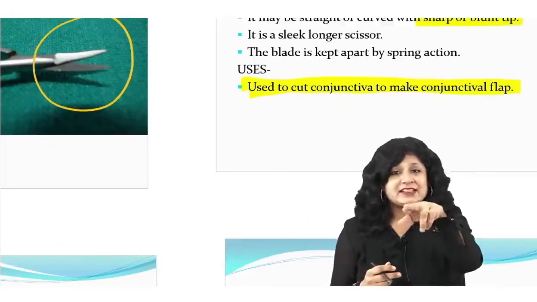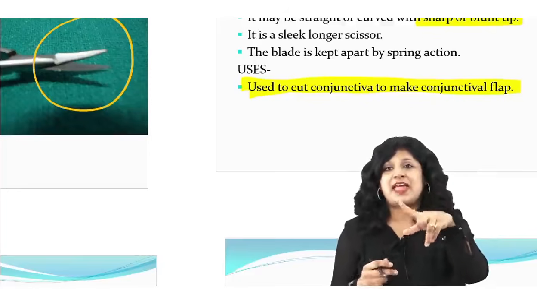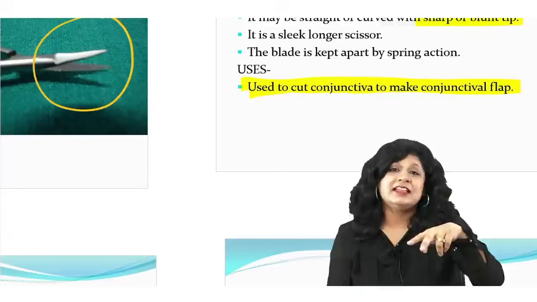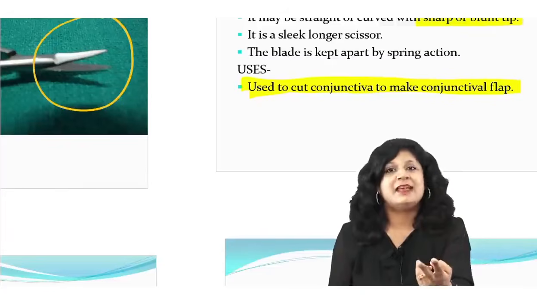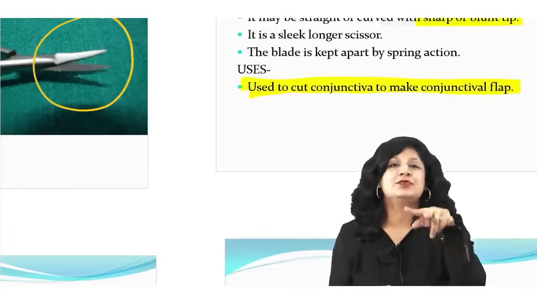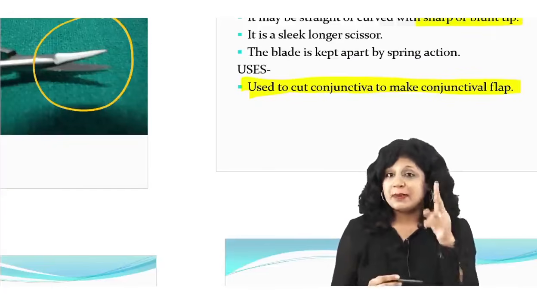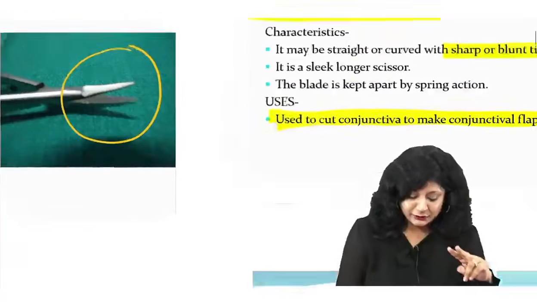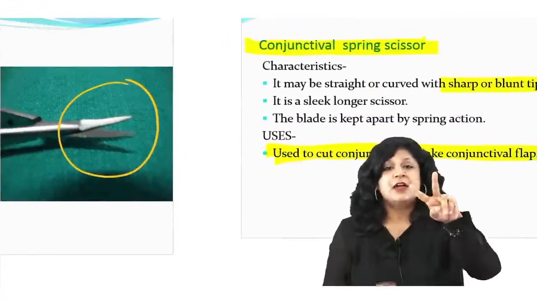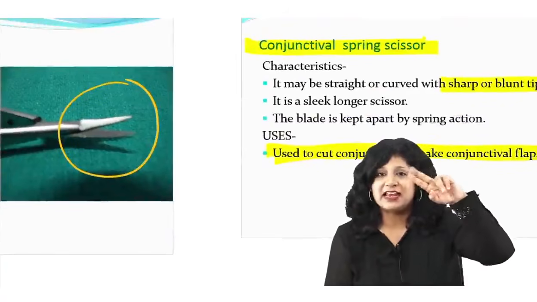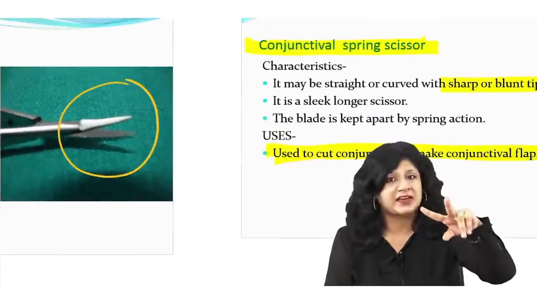So, can you see, this is again a spring kind of action that we used to do for the blunt dissection. In the eye, the blunt dissection obviously cannot be done with the help of a finger. So here we are using this conjunctival spring scissors. If you remember its name and if you see its tip, this moment you see the open tip, you will remember that it is like this. That is the spring action.